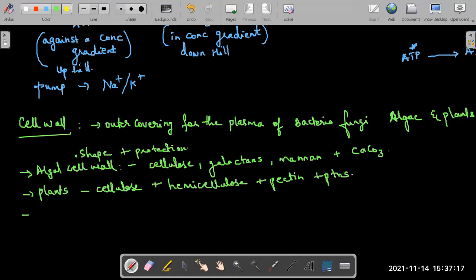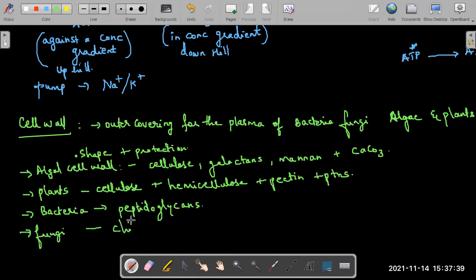Bacteria, of course, I've already told you the composition. You write down, it is made up of peptidoglycans. I've given you the other composition also when I was teaching this. So they're made up of peptidoglycans usually. Fungi have chitin in them. This is important for NEET. Plus they have polysaccharides also.